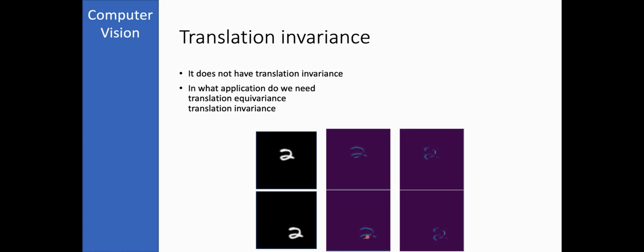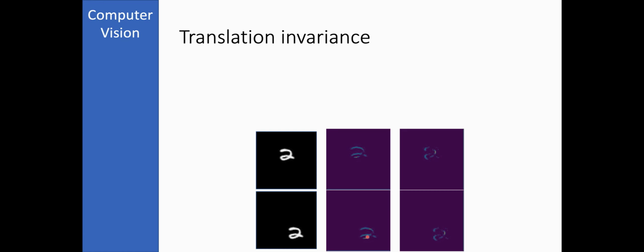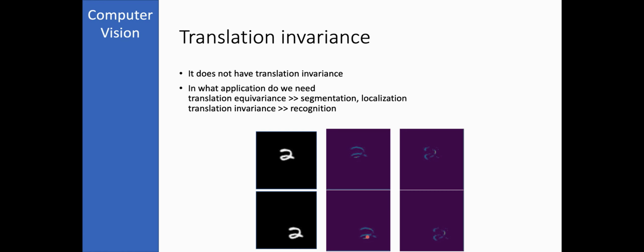Again, we can think about in what applications we need translation equivariance and invariance. And we've already seen that translation equivariance is quite useful when I'm talking about segmentation and localization. And translation invariance would be quite useful if I talk about recognition or detection. And both equivariance and invariance are very difficult to achieve with fully connected layers, while equivariance is already guaranteed with convolutional layers, and invariance can be achieved with additional components.